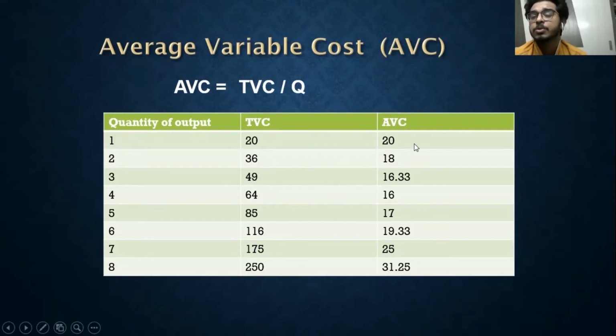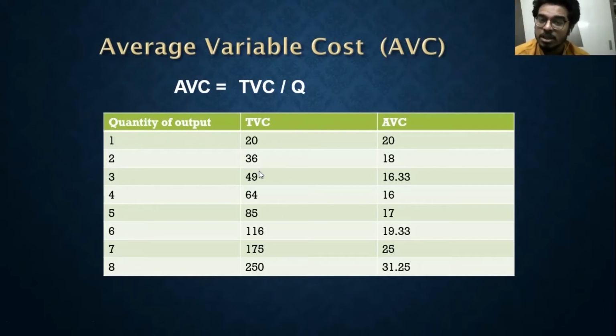Right? But what happens with average variable cost? Again, it is simple, the total divided by the quantity. 36 divided by 2, 49 divided by 3, and we can see 20, 18, 16.33, 16, 17. So what we observe is that it is declining first and then increasing again. So it will be a U-shaped curve, right? Just look at these numbers. First it is decreasing, 20, 18, 16.33, 16, and then it is increasing, 17, 19.33, 25, 31. It's a U-shaped curve.